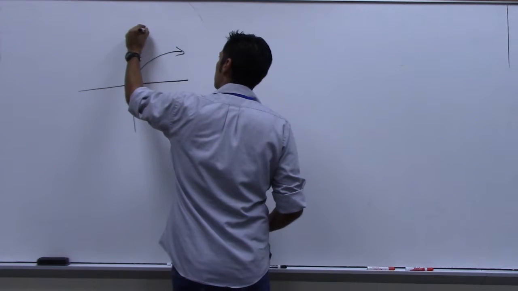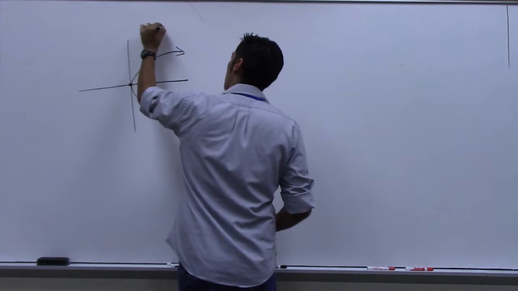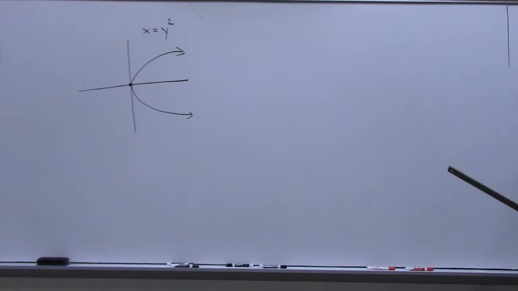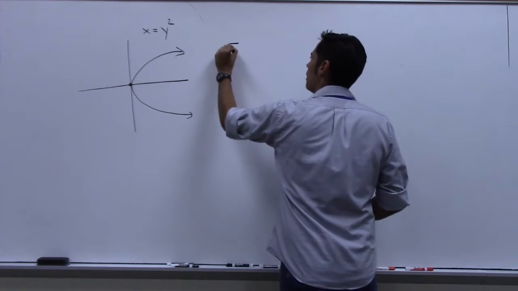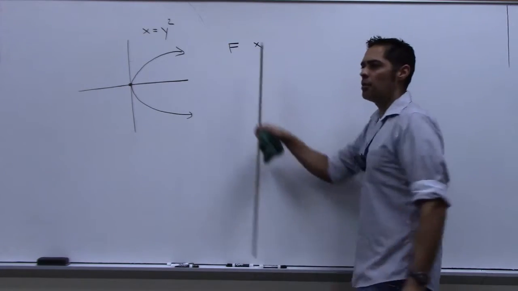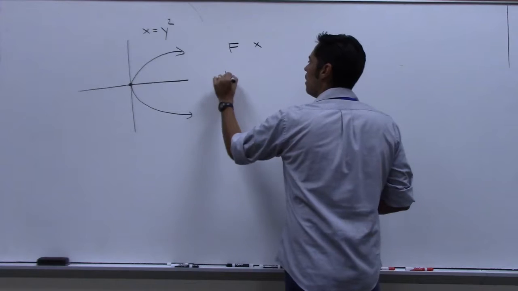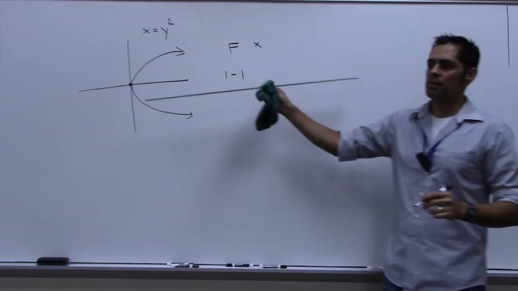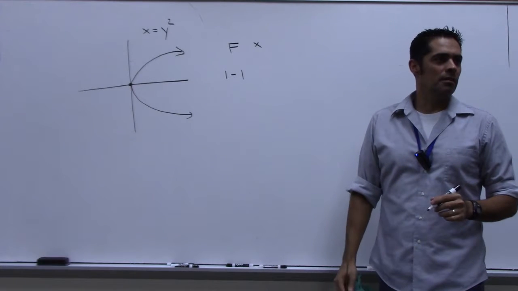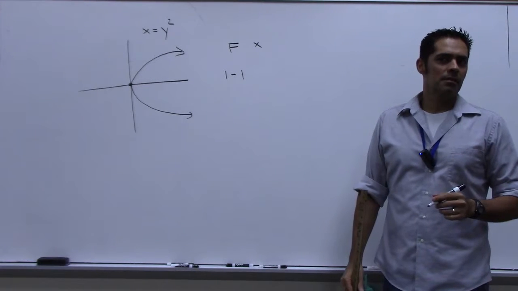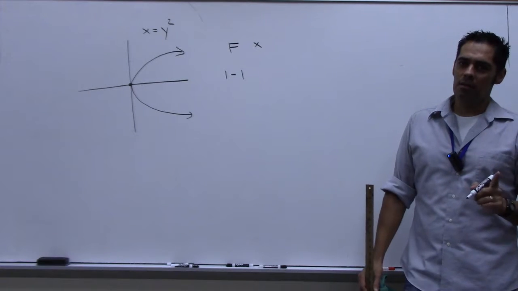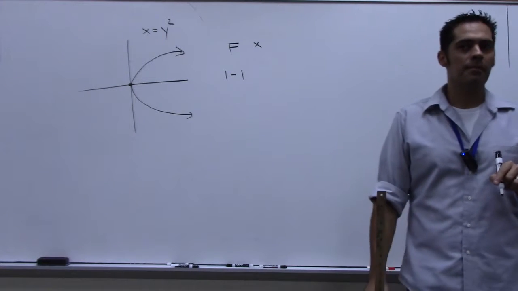This is actually the graph of x equals y squared. Is this a function? No. It fails the vertical line test. Is it one-to-one? Horizontal line test? It is not one-to-one, because it's not a function to start with. So there's a little bit of an issue we have to deal with here.